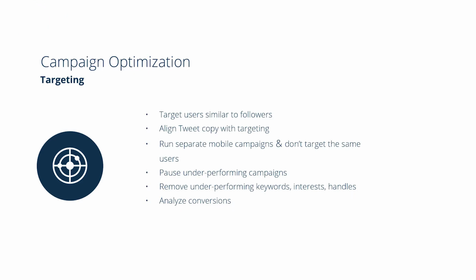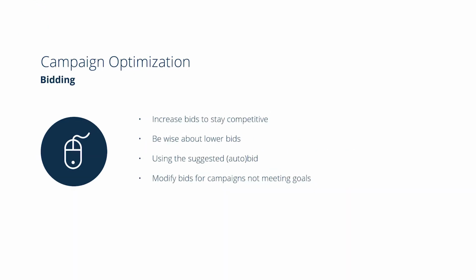For bidding, what optimization tips can I give? First, increase bids to stay competitive. Where your budget could be small, ensure that, because bidding is really the sole factor in ad auction, you need to increase your bids. You need to bid really well to be competitive and to make sure that Twitter shows your ad to a lot of people and then gives you the chance to actually get results.